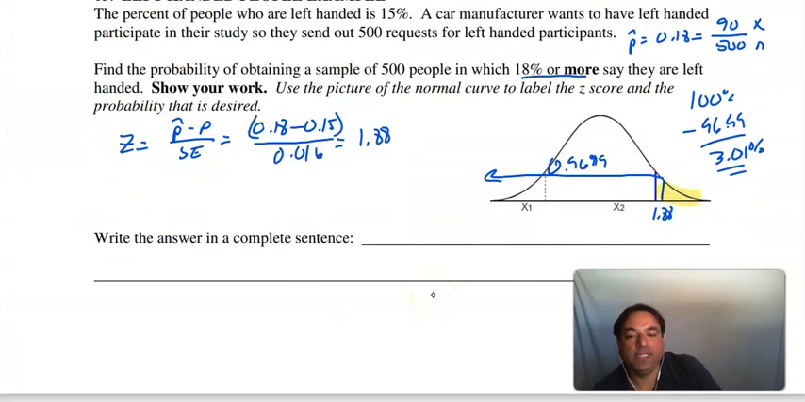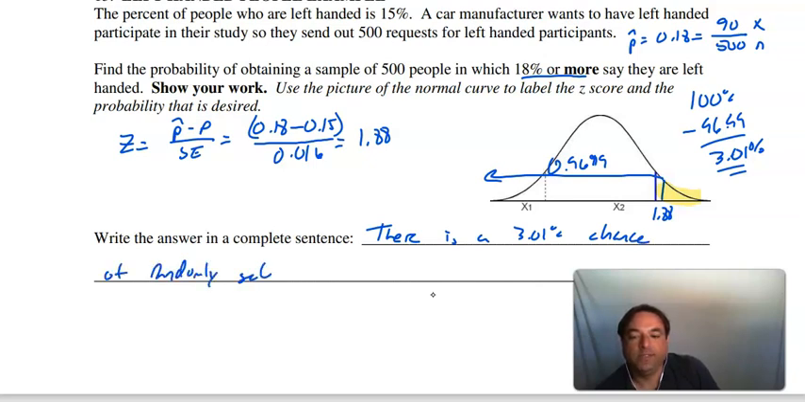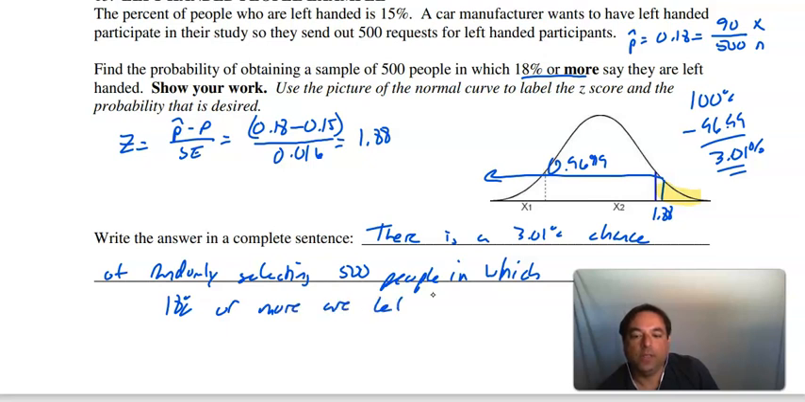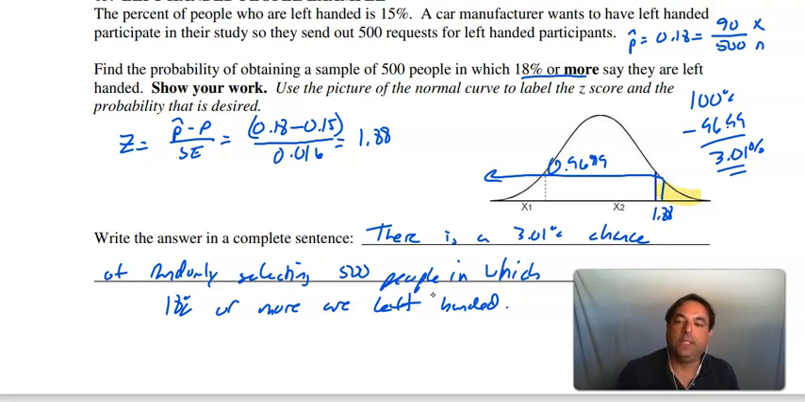So when I write this in a sentence, there is a 3.01% chance of randomly selecting 500 people in which 18% or more are left-handed. Okay, so that's more than. Let's go to less than.